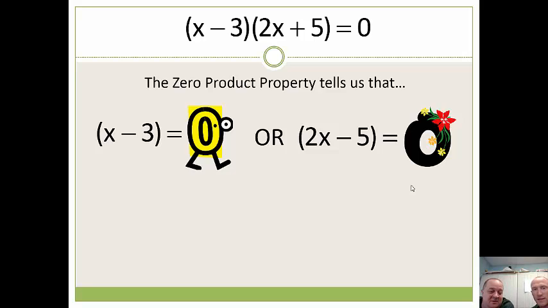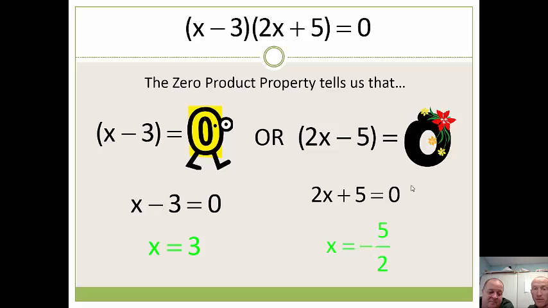The idea is, if you multiply a number by 0, you should get 0, and if you multiply 0 by something, you should also get 0. So for the first one, x minus 3 equals 0, we just add 3, and we get x equals 3. The other one is a two-step equation, which you should be familiar with after the last couple lessons. We subtract 5, divide by 2, and get negative 5 halves, or negative 2.5.